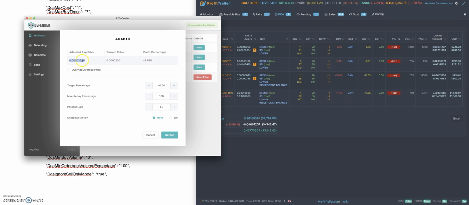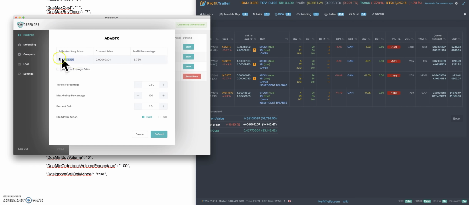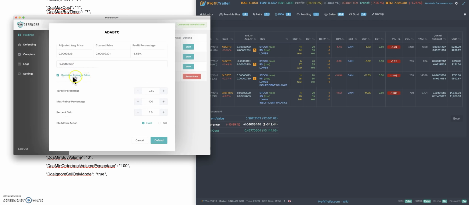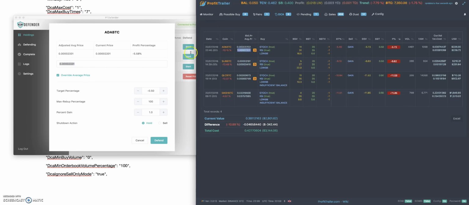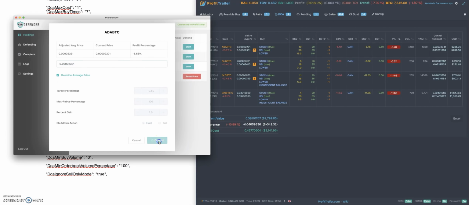What I read on their GitHub issues thing says that they take into account fees to be a little bit more cautious just in case, which makes sense. But you can override the price. If you click override, it will give you the same price that is displayed in PT. So I'll just use that one.